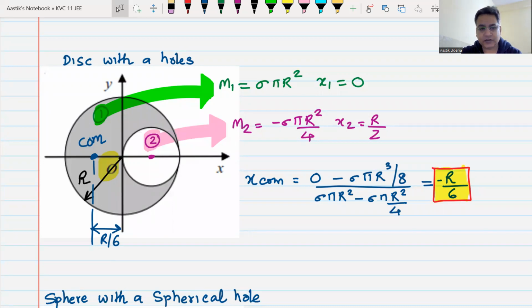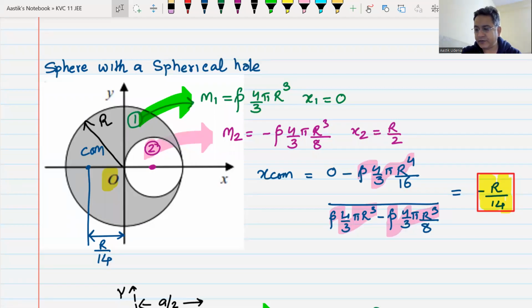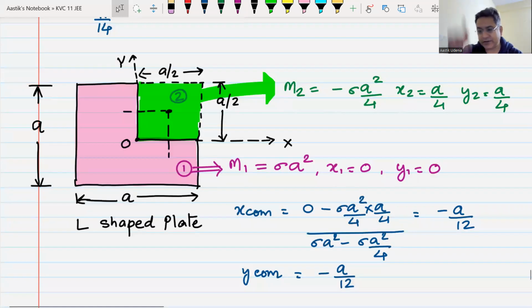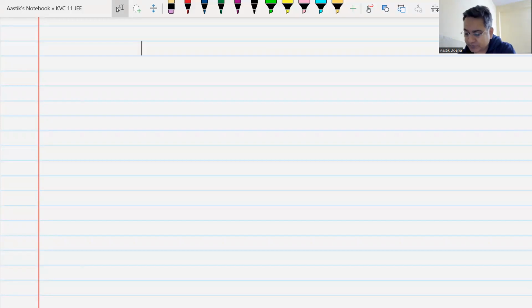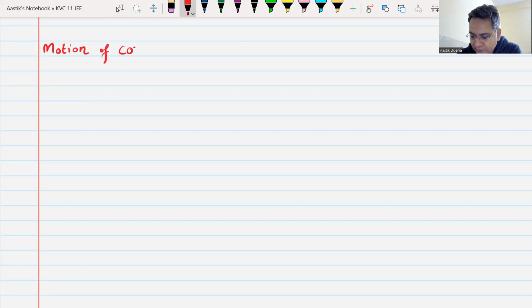Yes or no? We had seen the question where we had a disk with a hole. We had seen a question where there was a spherical hole in a sphere. We had seen the case where it was a square plate and one part of the plate was missing. Anyways, in today's class, we are going to move ahead and look into something known as the motion of the center of mass.